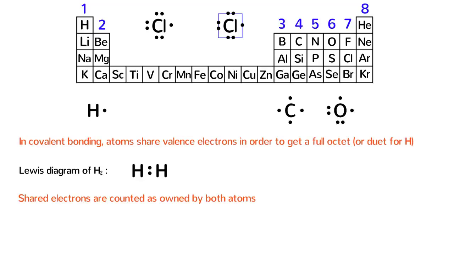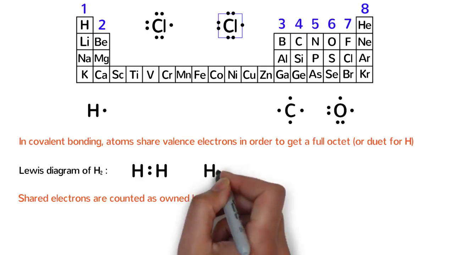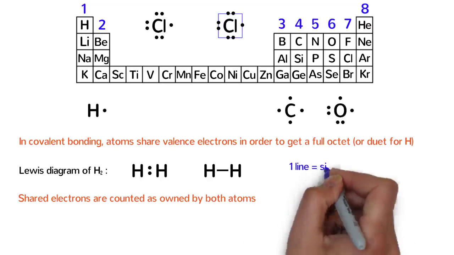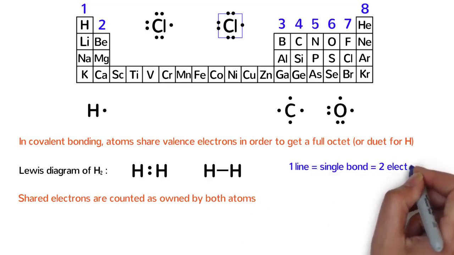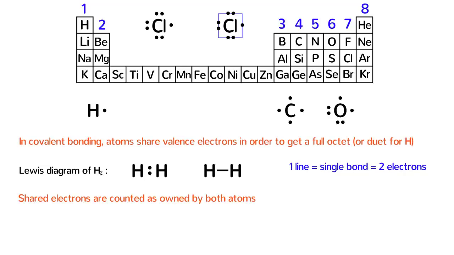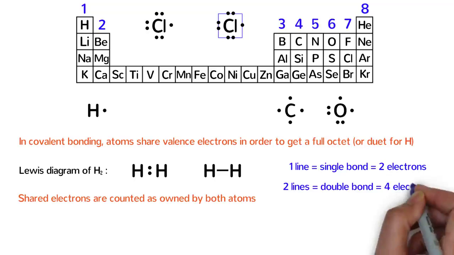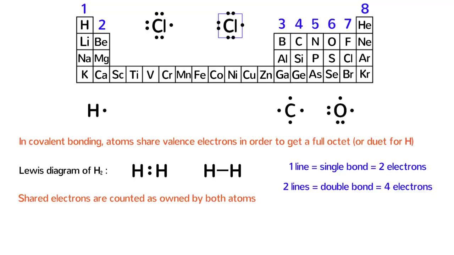Now, we normally draw hydrogen and other molecules like this with lines to represent shared electrons and dots only for non-bonding electrons. These two diagrams of a hydrogen molecule are equivalent because one line, which is a single bond, represents 2 shared electrons. In the same way, 2 lines between atoms would be a double bond and would be the sharing of 4 electrons. An example of a molecule with a double bond is oxygen, which looks like this.